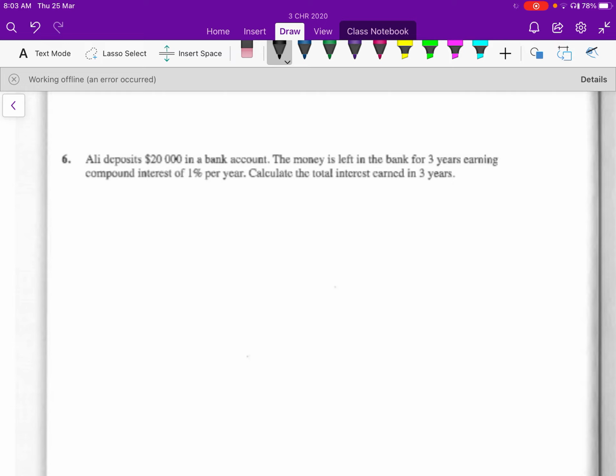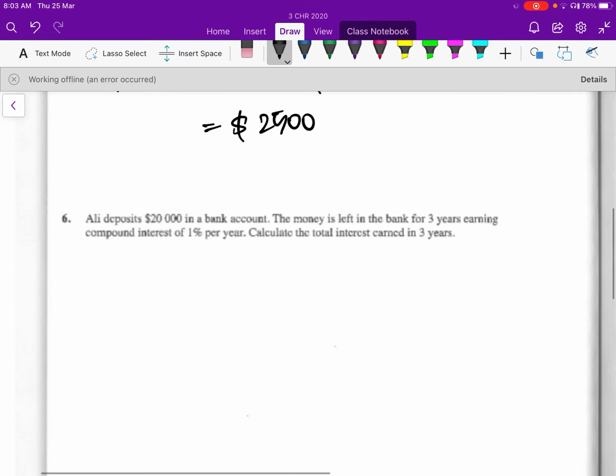Question 6. Ali now deposits more money, $20,000, in the bank account. And this is our principal, P again. The money is left in the bank for 3 years. That is our duration, 3 years. Earning compound interest. Now, compound interest has a different formula that you don't need to memorize.